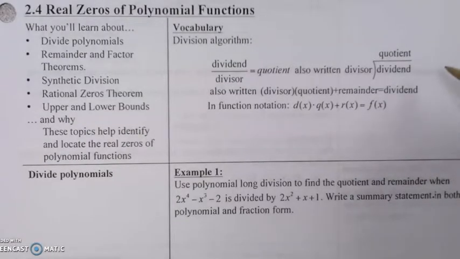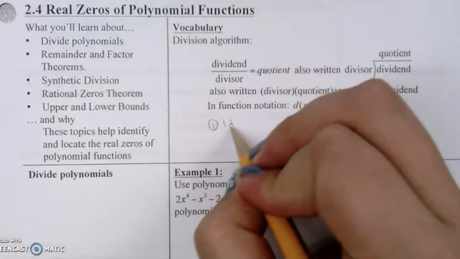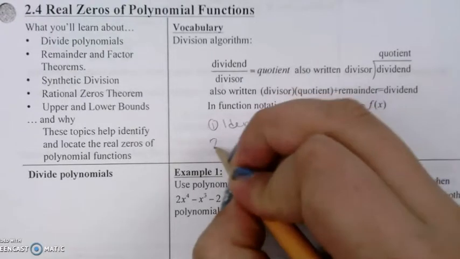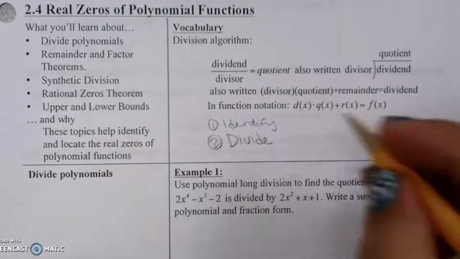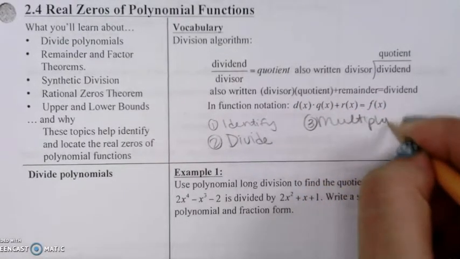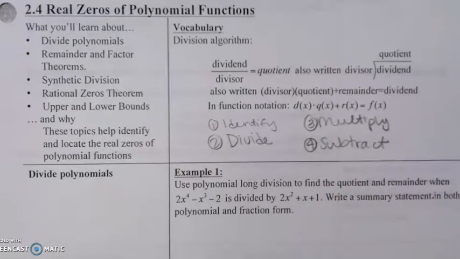For example, when we divide, the pattern that we follow is to first identify what we are dividing into, and then we actually do the division, which is saying how many times does it go in, and then we have to multiply, and then finally we subtract. And we can see this when we're dividing numbers.